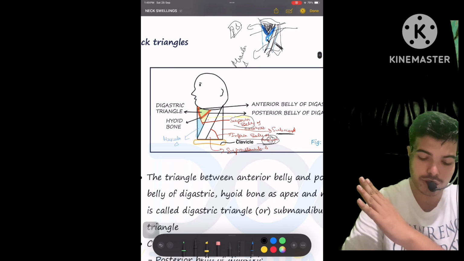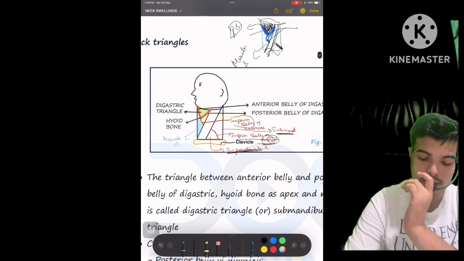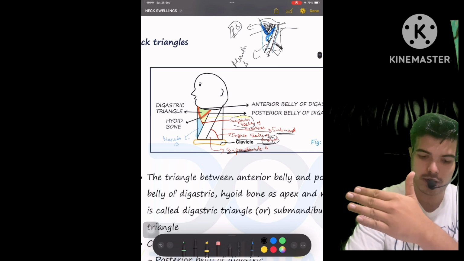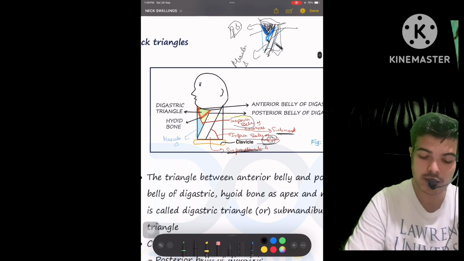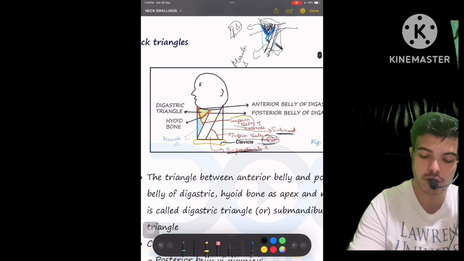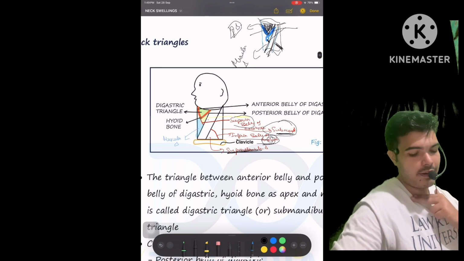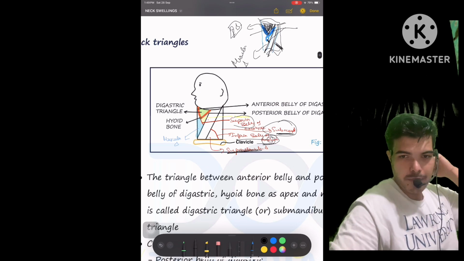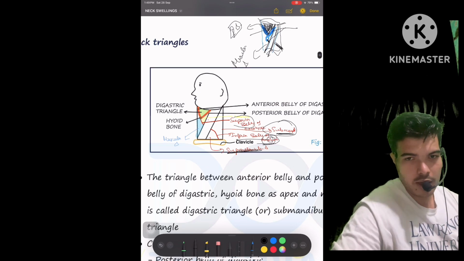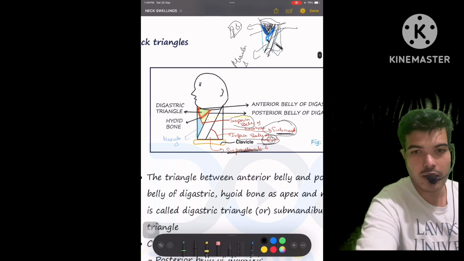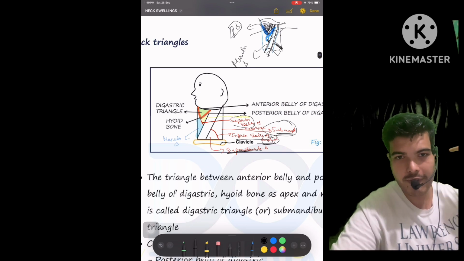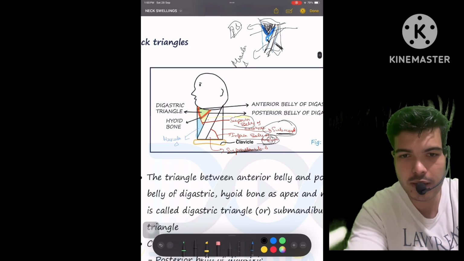The posterior portion has the suboccipital and the supraclavicular triangles. Supraclavicular means above the clavicle, and suboccipital means below the occiput. So below the occiput and above the clavicle. Are you getting this diagram? Below the occiput, you have the suboccipital triangle, and above the clavicle you have the supraclavicular triangle.